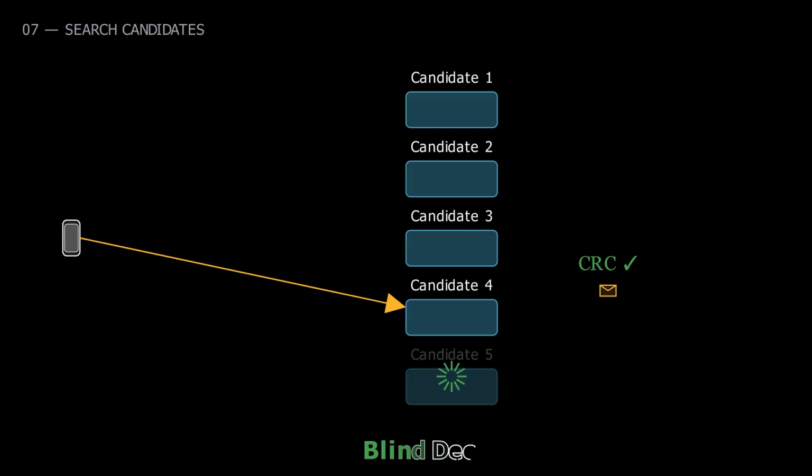Here the UE is not guessing the information. It simply checks each candidate until one passes the CRC.